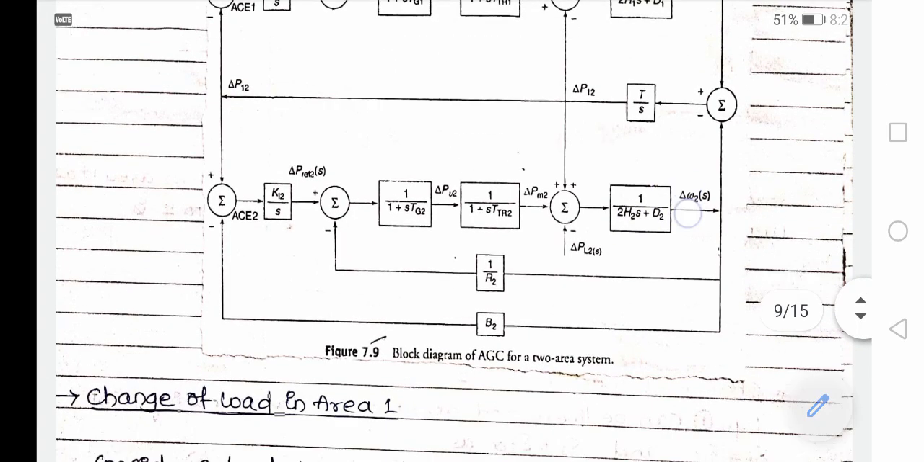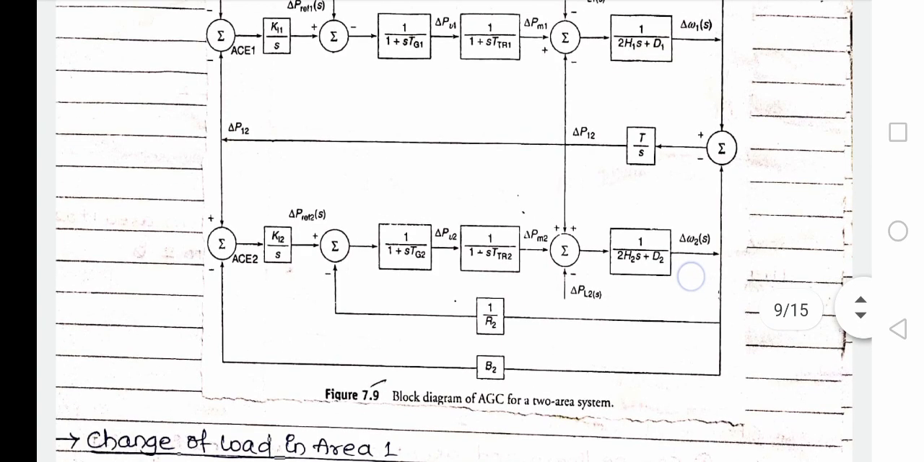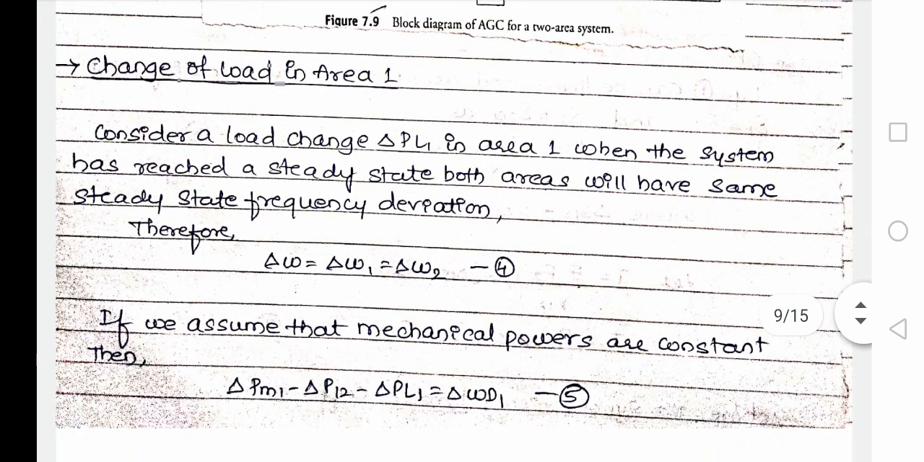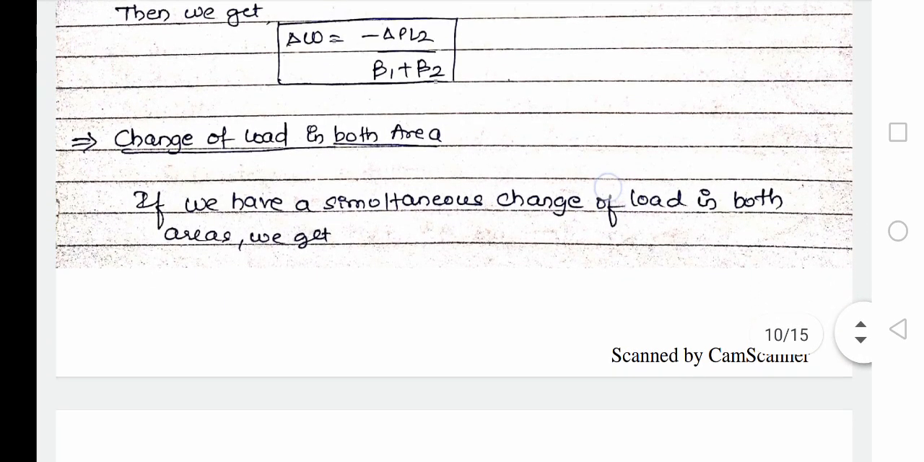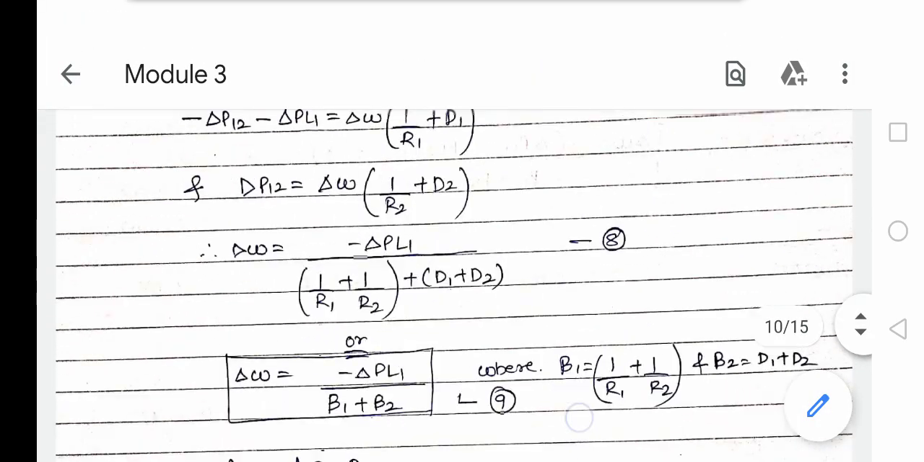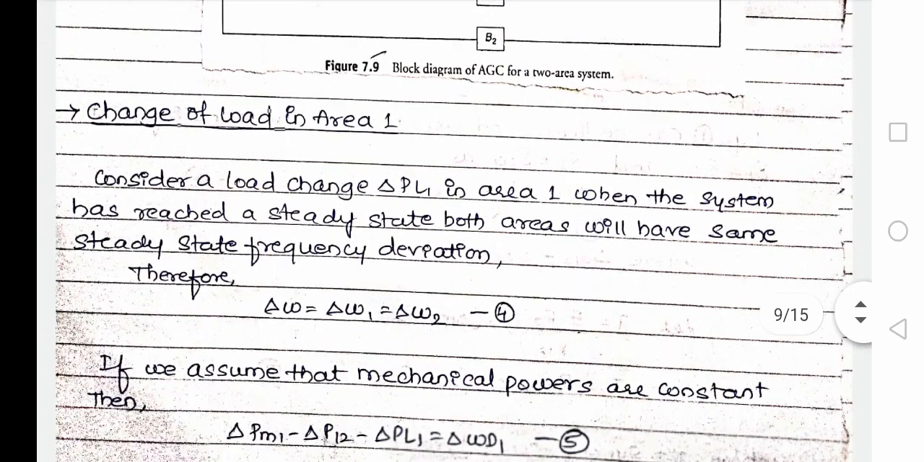So this will be for the block diagrammatic representation of AGC for a two-area system. In the next step, what we need to do is take the change in the load on area number 1, then area number 2, and you can summarize it for the change in load for both areas. So first, you take the change in the load for area number 1.